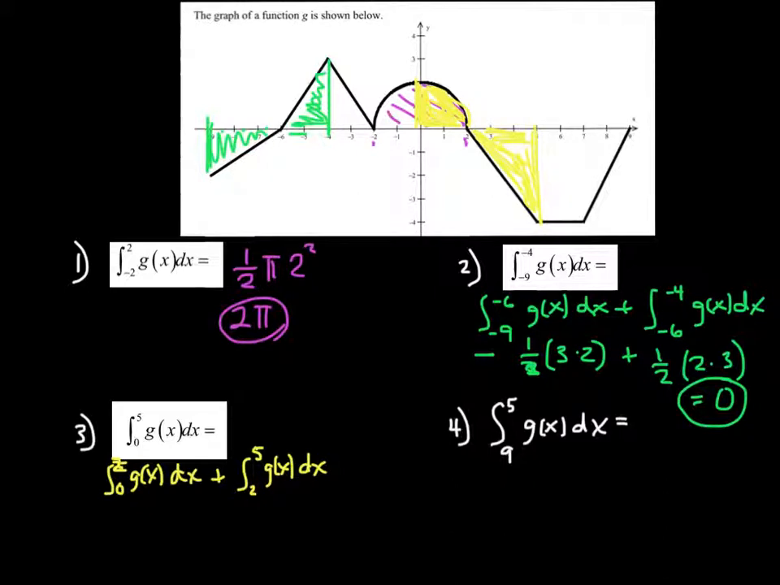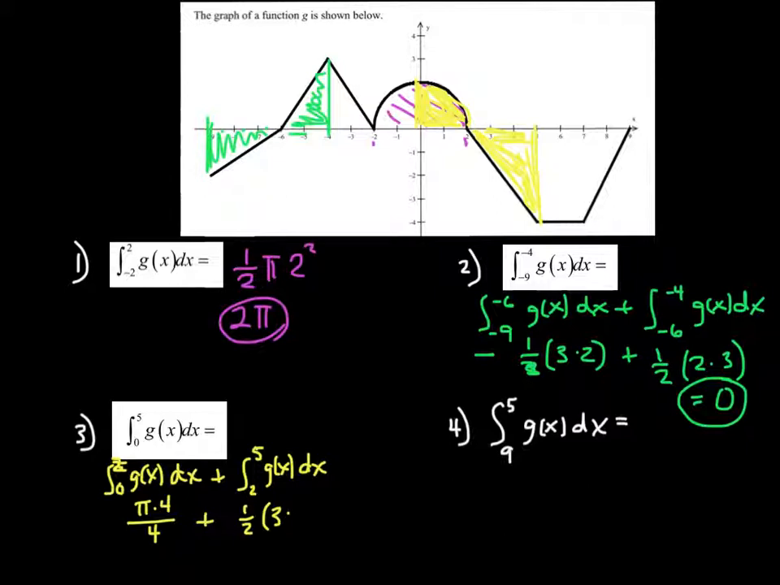All right, so from 0 to 2 we said that was a quarter circle. So we were looking at pi r squared divided by 4. So pi times 2 squared, which of course was 4, divided by 4. Plus the integral from 2 to 5 is a triangle. So we have 1/2 times the base times the height. Well, our base here is 3.